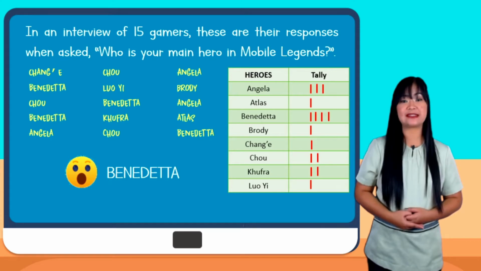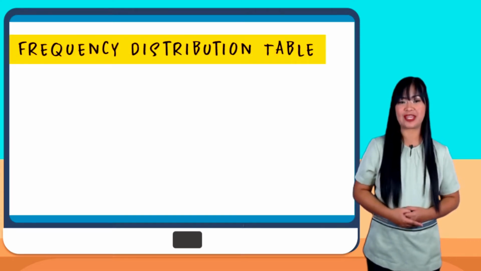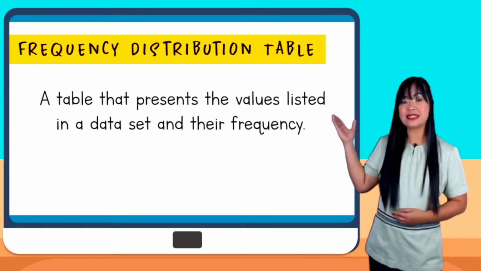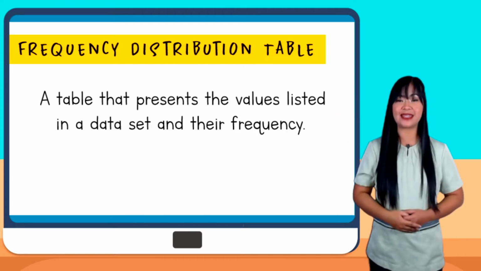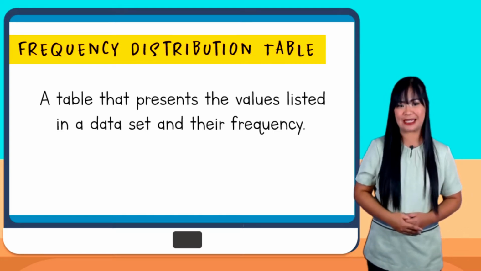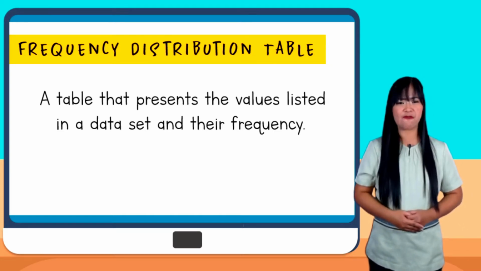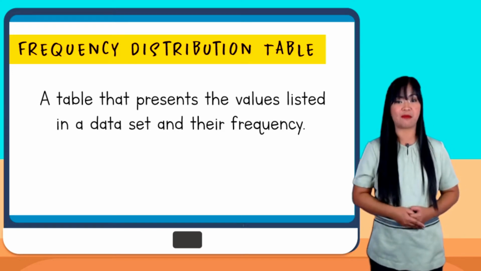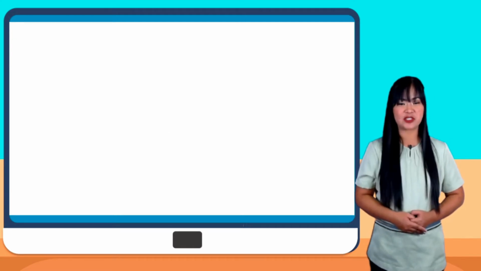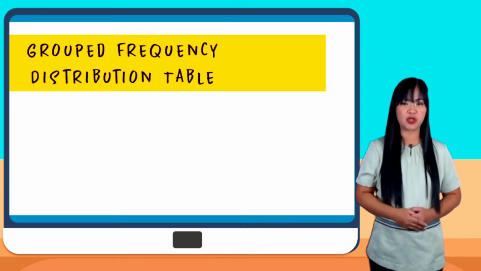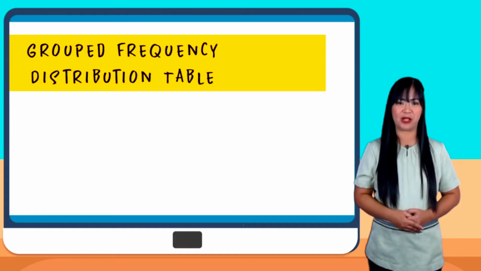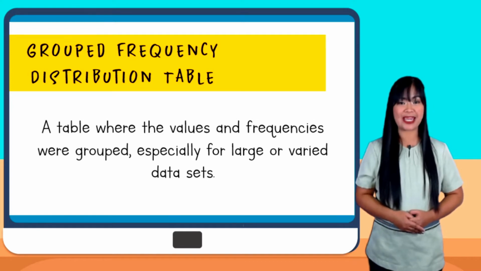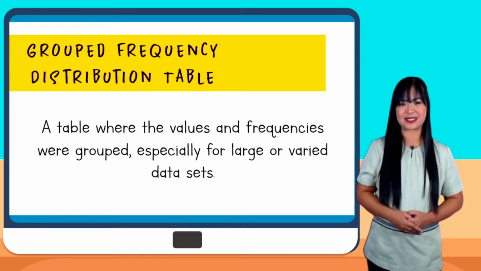What we did earlier is an example of a frequency distribution table. We can define a frequency distribution table as a table that presents the values listed in a dataset and its frequency. But what if we have a very large number of responses? We can't just enumerate them all in a table. That is why we have what we call a grouped frequency distribution table, wherein the values and frequencies are grouped, especially for large or varied datasets.